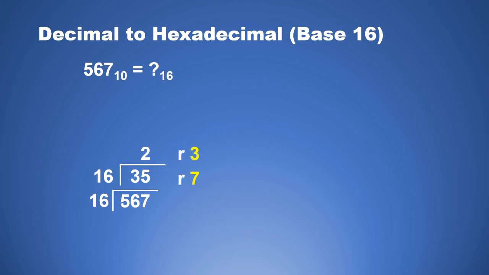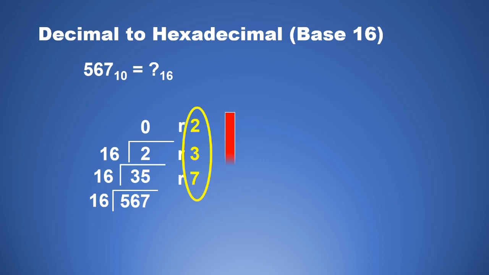Since the quotient is not yet 0, we keep dividing. So 2 divided by 16, we will have the quotient 0 and remainder 2. Since the quotient is already 0, then we stop dividing. Now let's take a look at the remainders, starting from the last remainder that was generated. So we have 2, 3, and 7. So we start by getting the latest remainder that was generated.